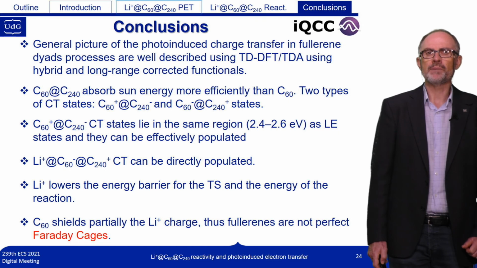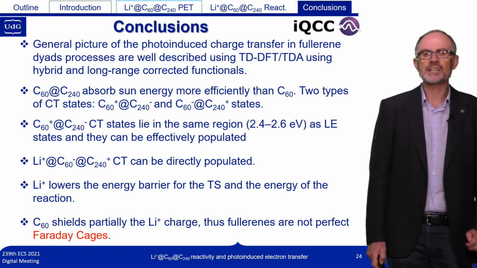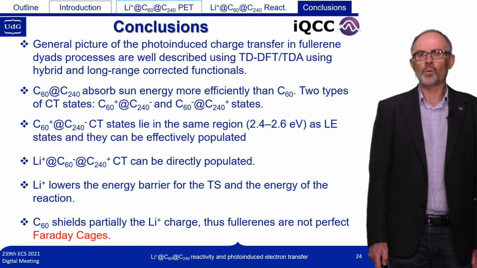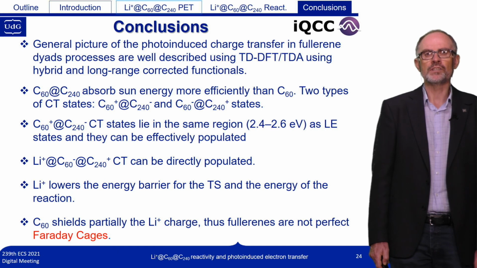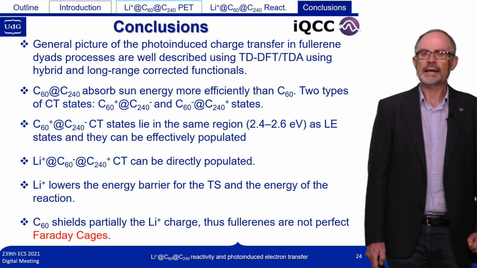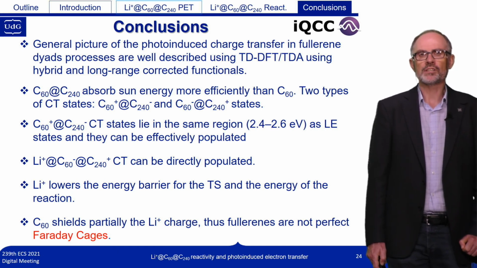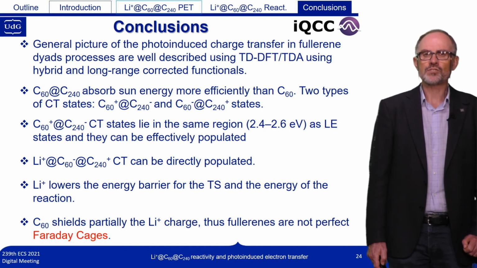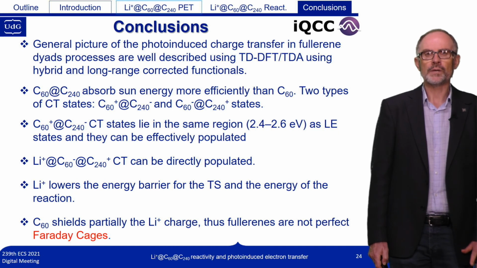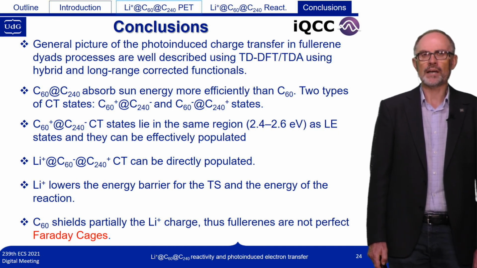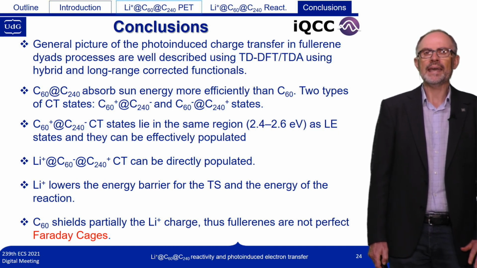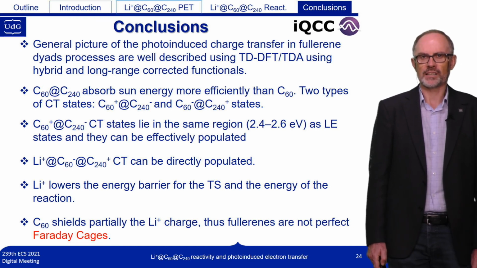Li+@C60−@C240 charge transfer states can be directly populated. Li+ lowers the energy barrier for the transition state and the energy of the Diels-Alder cycloadditions. And C60 partially shields the Li+ charge, thus fullerenes are not perfect Faraday cages. As a whole, we can say that Li+ doped carbon nanoanions seem to be excellent candidates for donor-acceptor diodes in dye-sensitized solar cells.